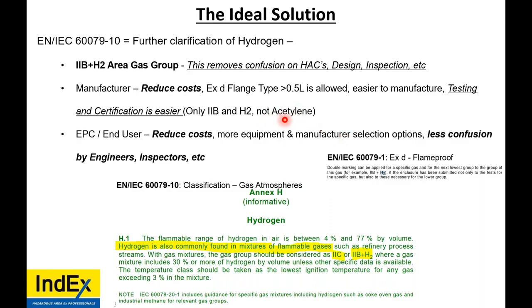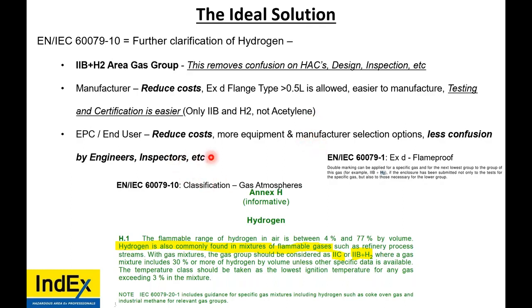When you test to acetylene, during the explosion-proof testing, flame-proof testing, acetylene, when it is ignited, lets off a lot of carbon, which embeds itself into a flame path, and then there's a whole other load of issues.